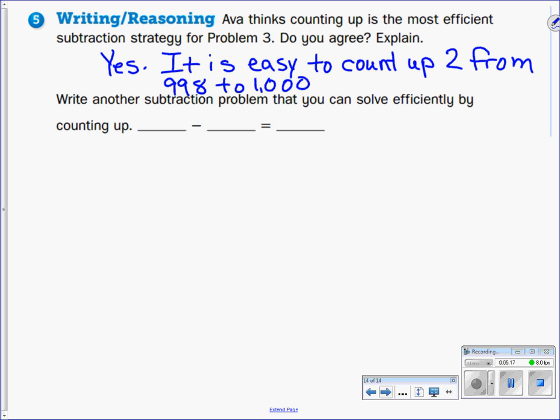And then it says just write another subtraction problem that you can solve efficiently by counting up. You could put anything in there that you wanted. All right, boys and girls, this concludes Math Boxes 6.9.